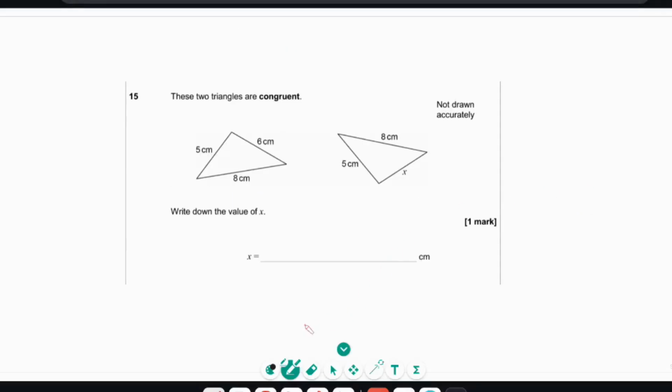Question 15. These two triangles are congruent. Write down the value of x. Congruent shapes are exactly the same. That length is 8, that length is 5, so the other length must be 6. X is 6.